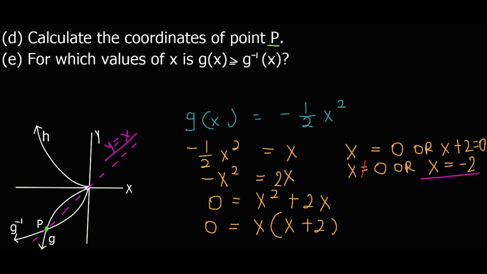So x equals y. And then now because we want to find the y, we substitute this negative here. So y equals negative 2. Therefore, point P has the coordinates negative 2 and negative 2. So it really makes sense. Here is negative 2 and then this is negative 2. So this is our answer for part D.